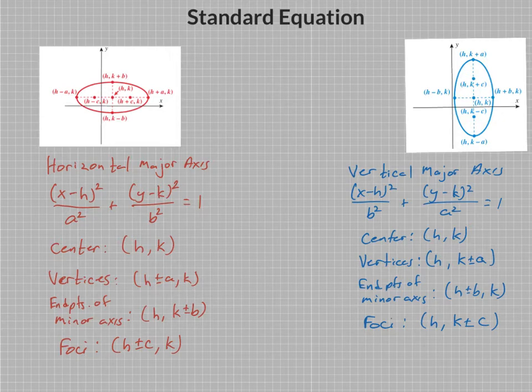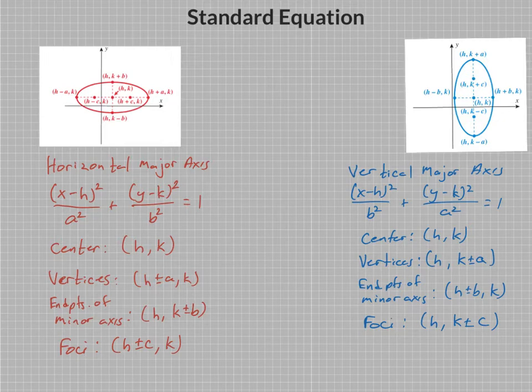When you have a vertical major axis, it's going to be (x minus h) squared over b squared, plus (y minus k) squared over a squared equals 1. So the first thing you're going to have to do, when it is in that standard form, is identify whether you have a horizontal major axis or vertical major axis. Because besides the center point, how you identify the vertices, the endpoints of the minor axis, and the foci are going to be different based on which type of axis you have.